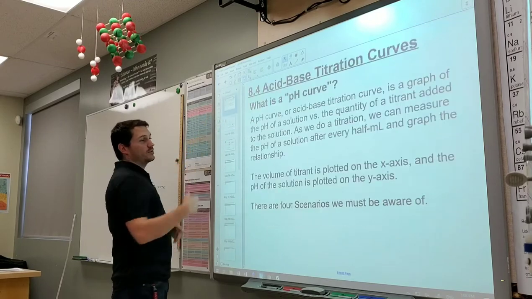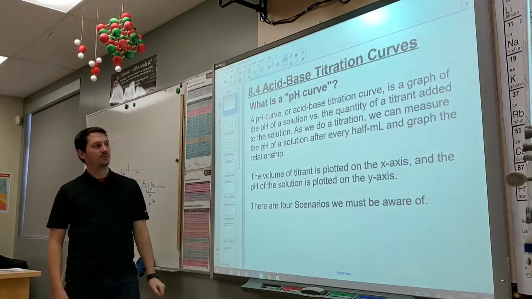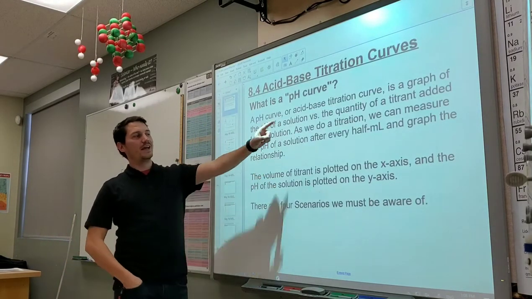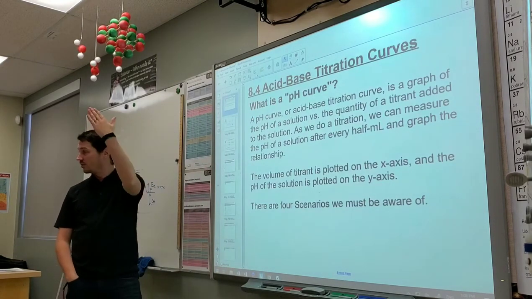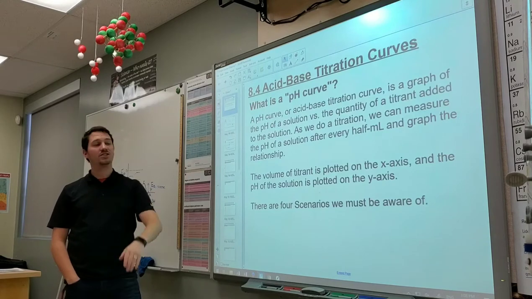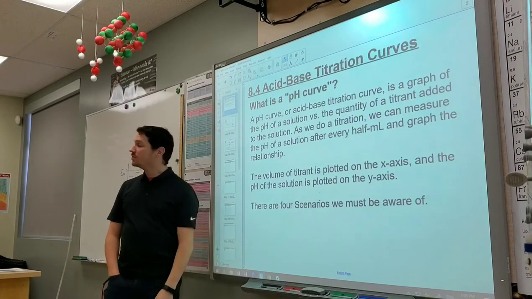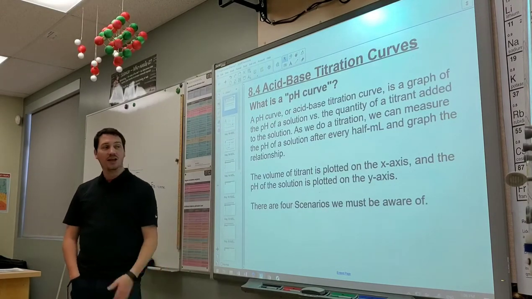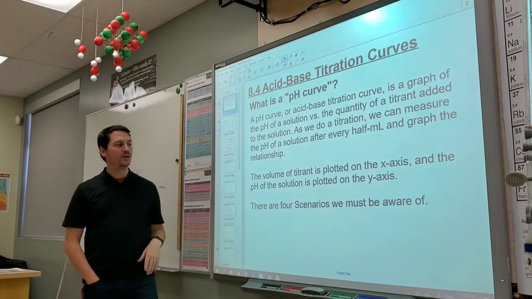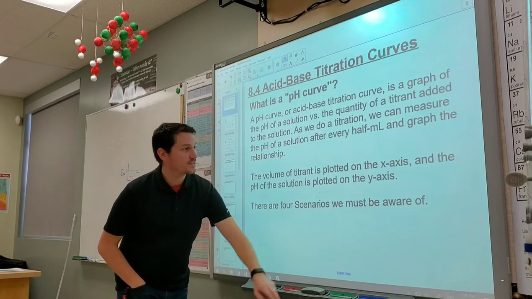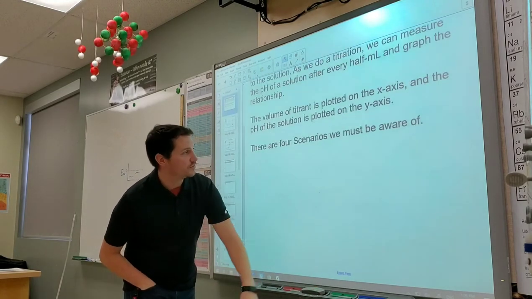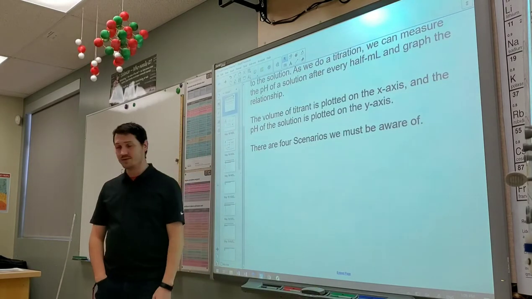So when we look at this, I'm just going to go back to the top. You have it on the same page. An acid-base titration curve is a graph of the pH of the solution on the vertical axis versus how much titrant you've added. As we do a titration, we can measure the pH, and every half milliliter or so, we can graph the relationship. The volume of the titrant is plotted on the x-axis, and the pH of the solution is plotted on the y-axis. There are four scenarios.